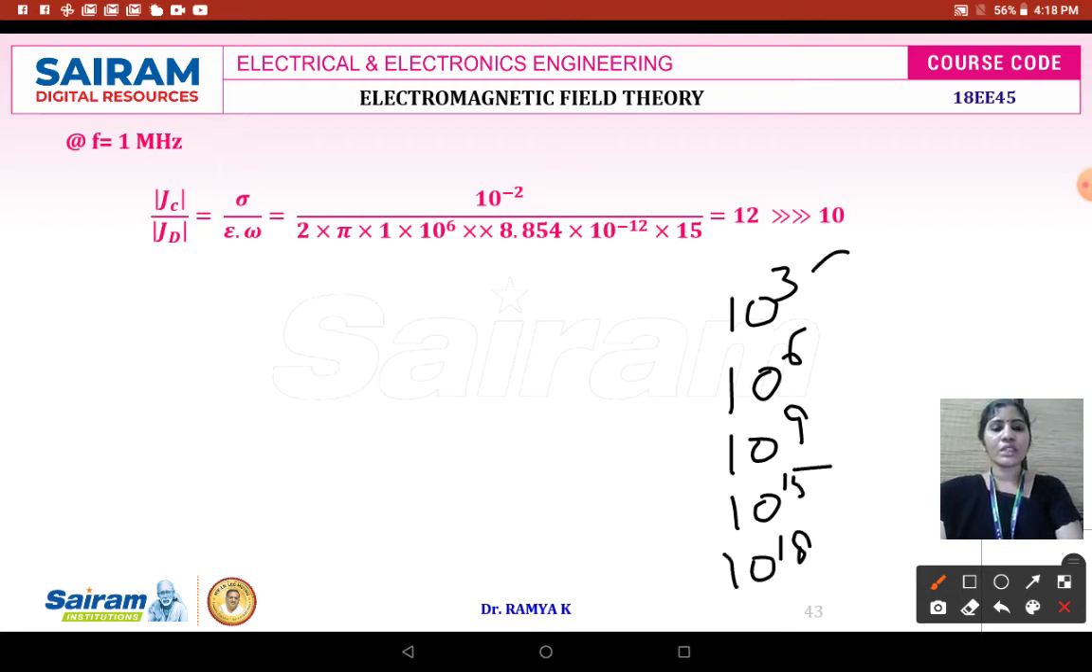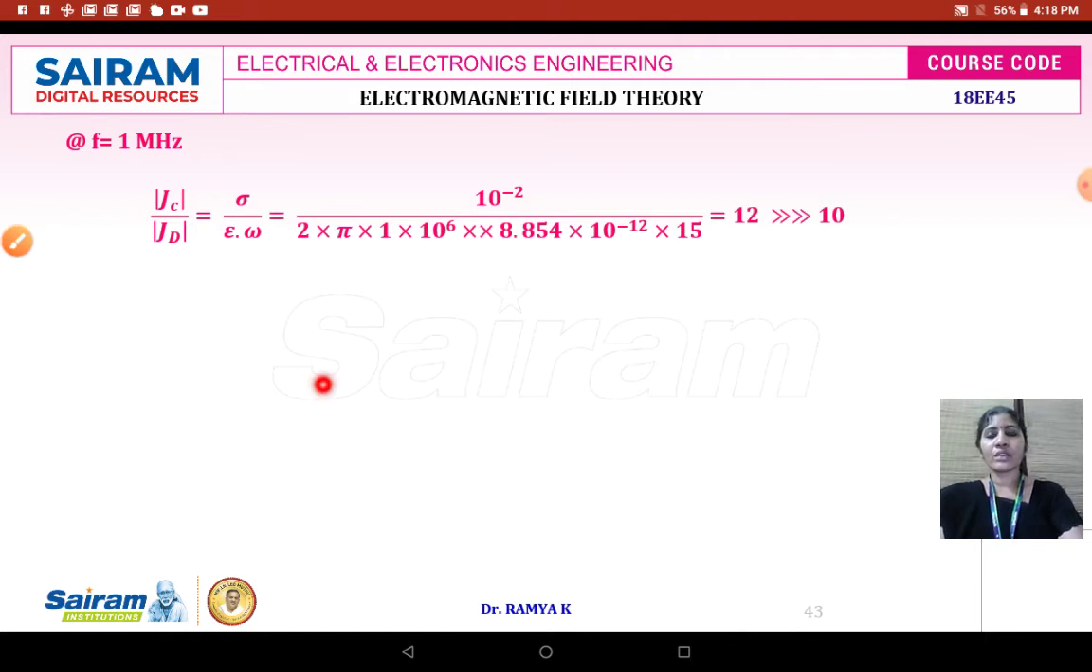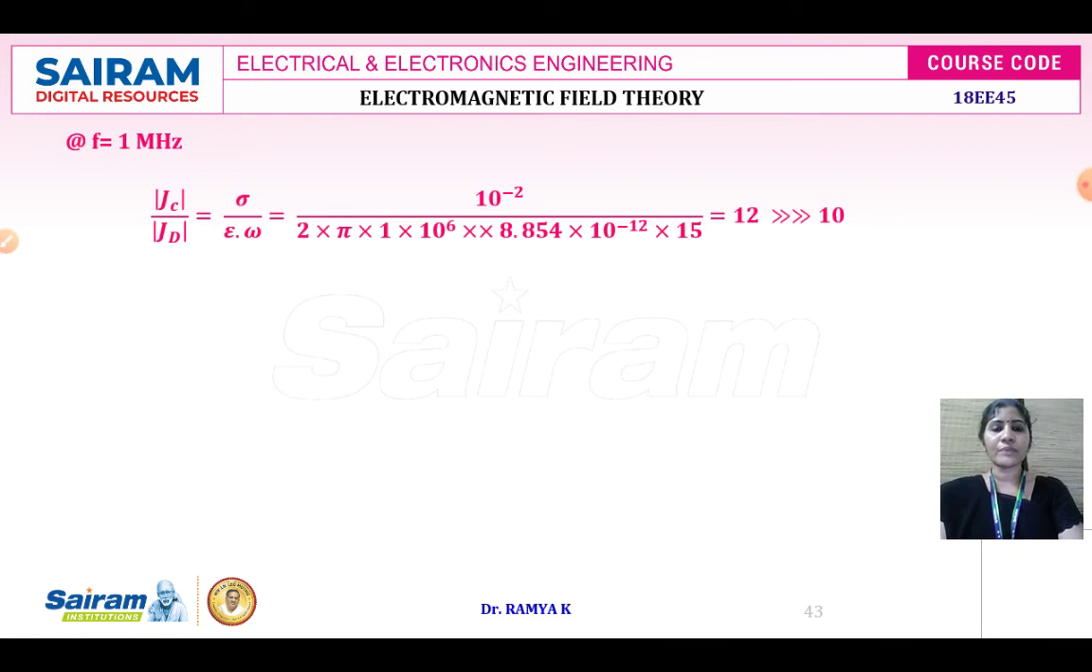So all this you should be familiar with, because if any frequency is given in kilohertz, megahertz, gigahertz, petahertz or exahertz, then you should properly substitute the value 10 to the power of that. Here it is given as 1 megahertz, so 1 into 10 to the power of 6. After calculating, we got 12, which is greater than 10. Therefore at f is equal to 1 megahertz, the soil acts as a good conductor.